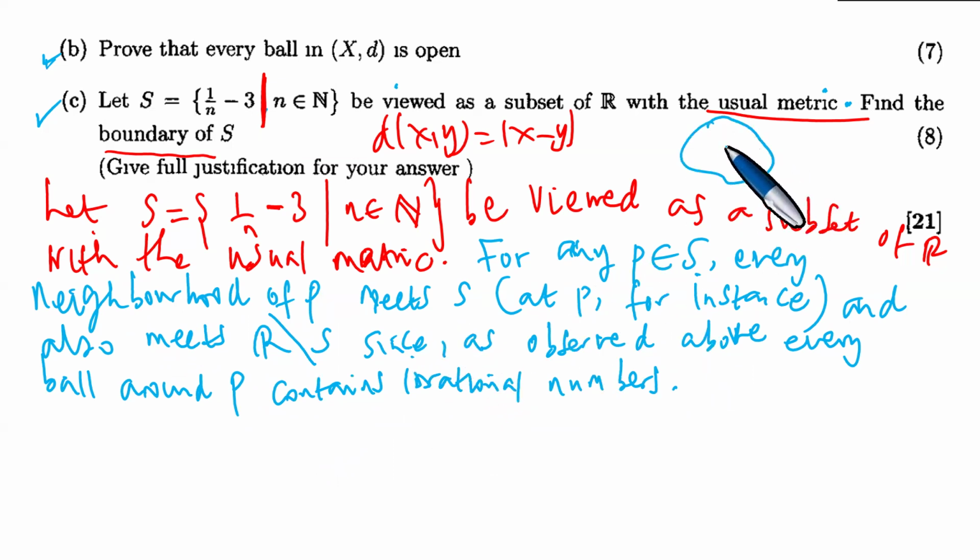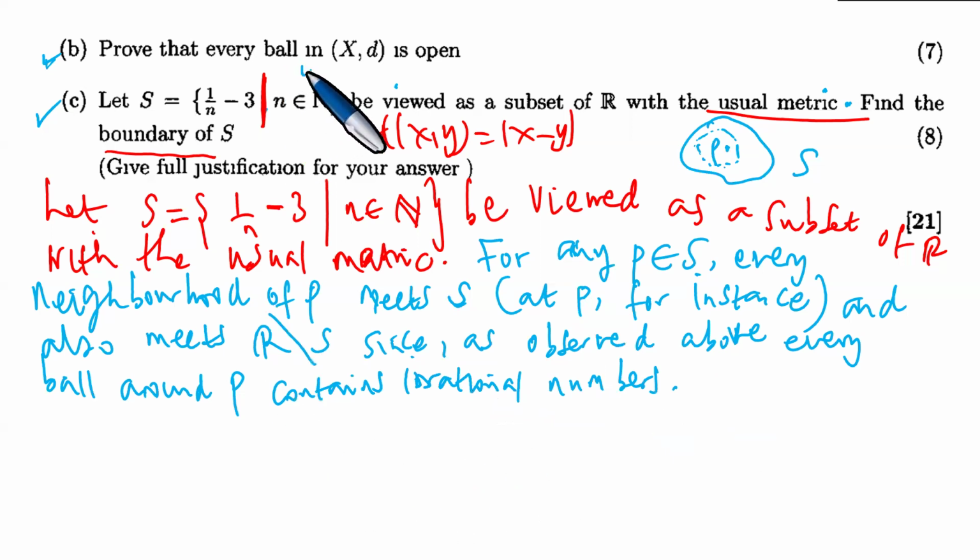So in other words, we have the set S, and then we pick a point P, and then we are saying every neighborhood of P meets S. By neighborhood we mean every open set that contains P. So every neighborhood of P meets S at P, for instance. And also meets the complement of S, right?